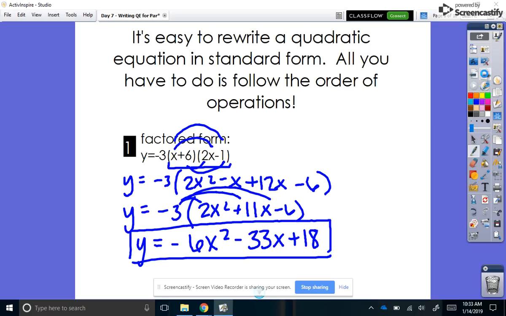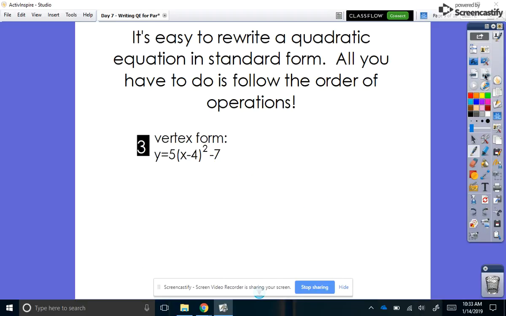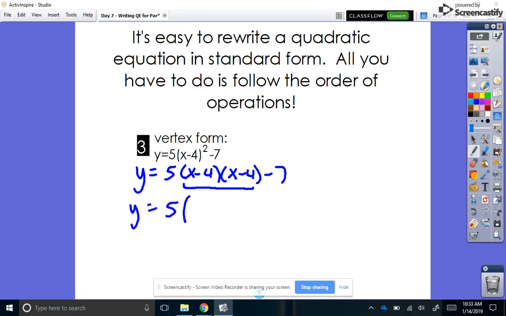Okay, now we're on part 2 of the video, and we are going to be going from vertex form into standard form. So the first thing we need to do here is write this as 5 times (x minus 4) times (x minus 4) minus 7. I'm going to FOIL here. That's going to be x squared. Can you guys do this step in your head? Minus 4x is minus 8x, and then plus 16 minus 7.